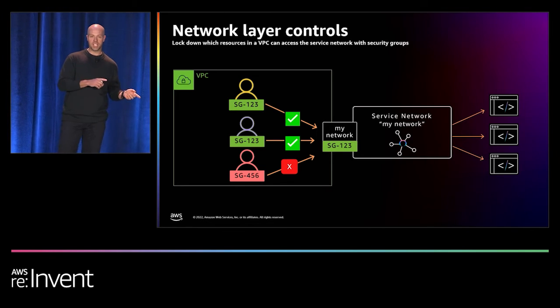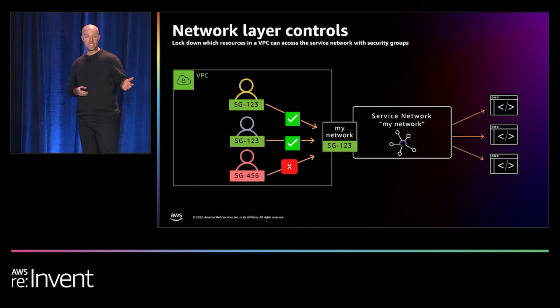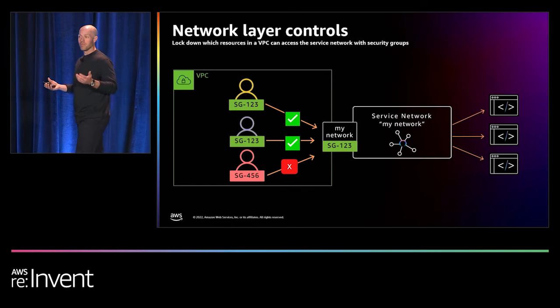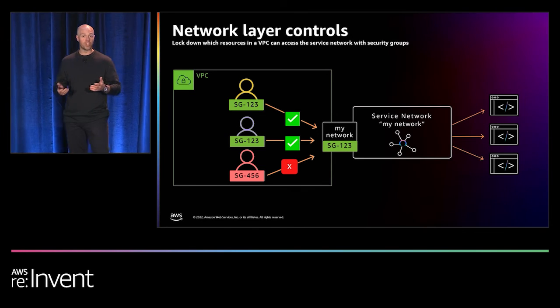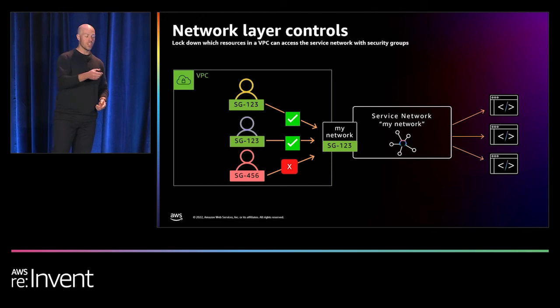So in my previous slide, I said when you turn on that service network for that VPC, everything in that VPC gets access. Obviously, that's not ideal in some situations. You don't want your Bastion server being able to have access to it, maybe, or your external facing services. So this is how you do it.